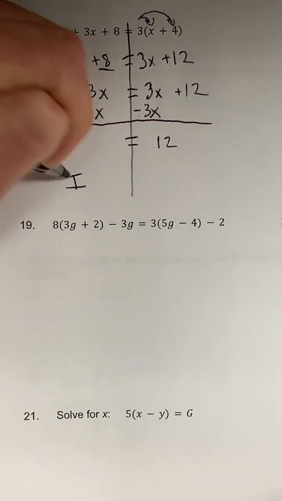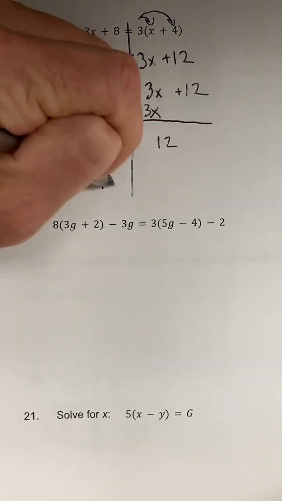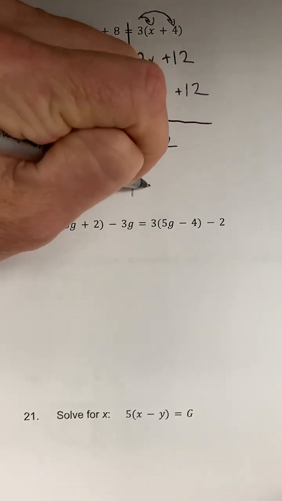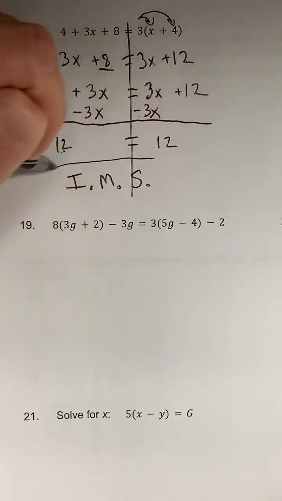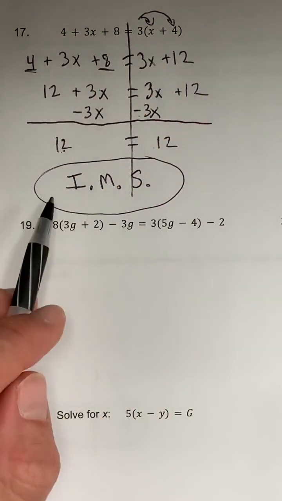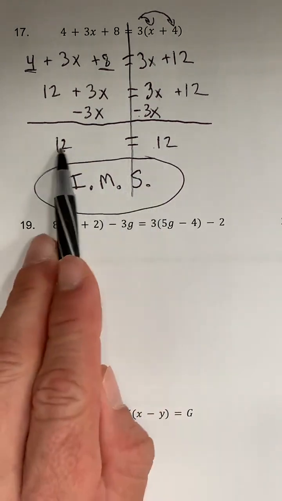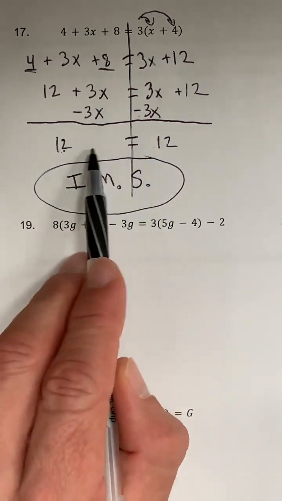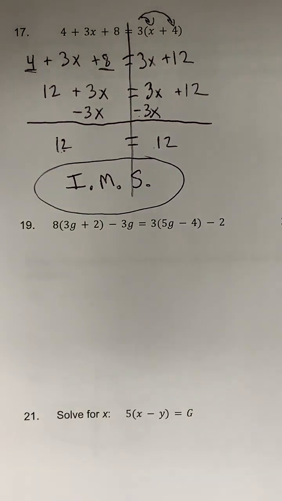So I'm going to write I for infinitely. I'm going to write M for many. And I'm going to write S for solutions. Infinitely many solutions. And you can always just abbreviate like that too. You don't have to write the whole words out. But that is what a problem looks like when it's infinitely many solutions. You would just have two numbers that are equal to each other, and the x's are totally gone.